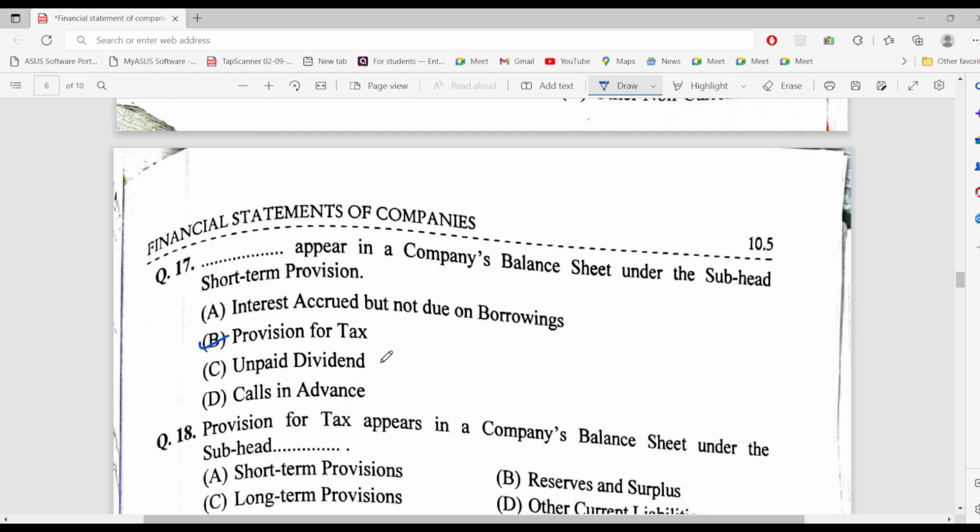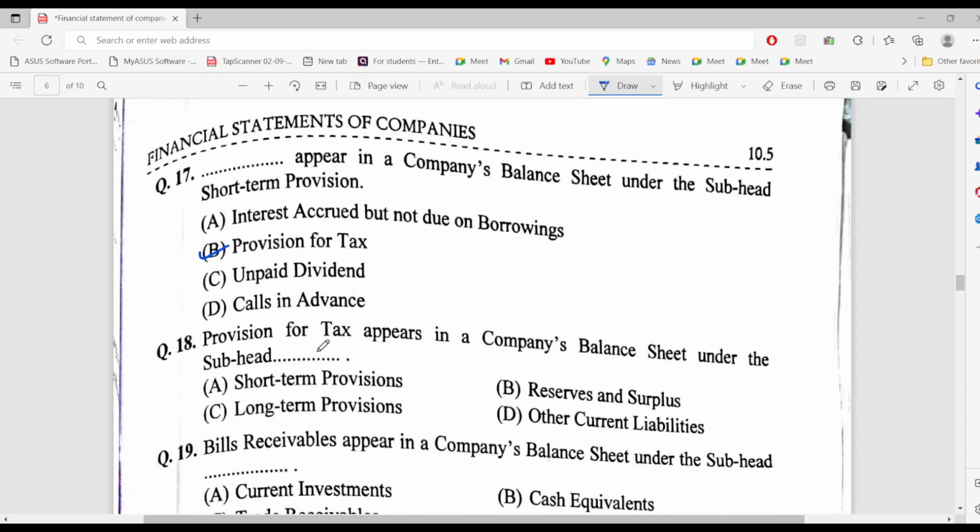Unpaid dividend is other current liability. Calls in advance is other current liability. Interest accrued but not due on borrowings, all these are other current liabilities. Provision for tax is short-term provision.